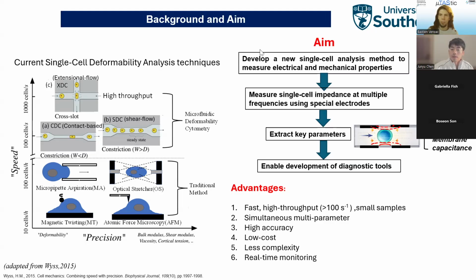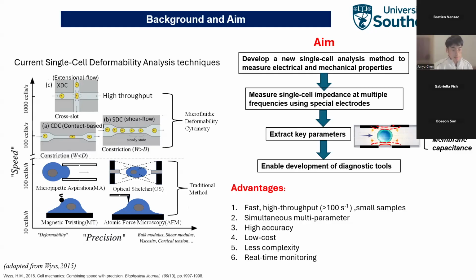And there are some advantages of this method. It's really fast and high throughput with only small sample volumes, and it can simultaneously measure multiple parameters, with really high accuracy and low cost because we do not need high-speed cameras. It also has less complexity because we do not need the sheath flow to concentrate the cells, and do not need the cross-channel shape of the cytometries, and it can also enable real-time monitoring.